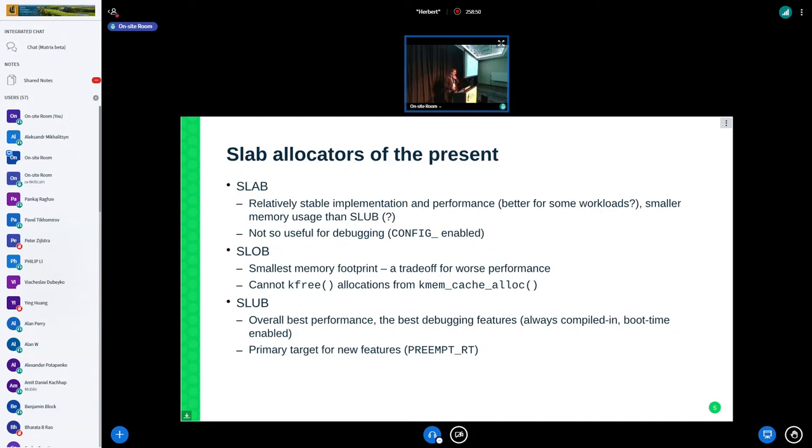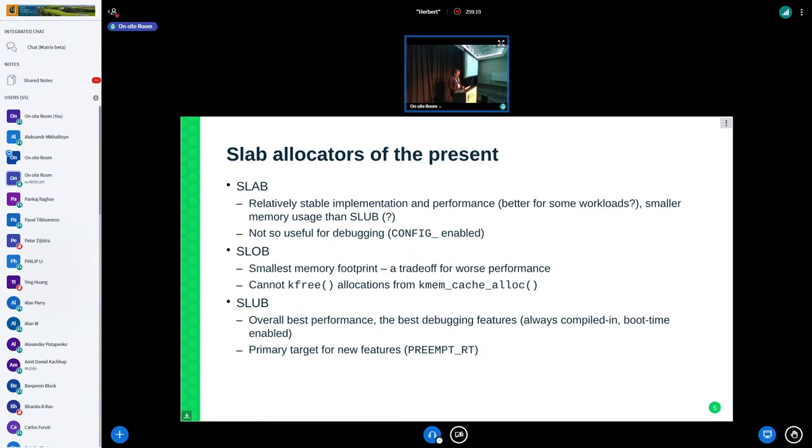So that brings us to today. We still have these three allocators, where the SLAB is still the same one with some minor improvements, and everybody knows that if they want to do debugging of SLAB allocations, they wouldn't use that, and it doesn't make sense to implement it there as well.